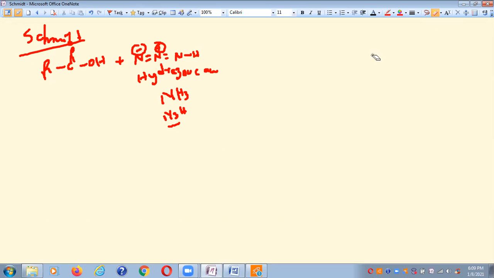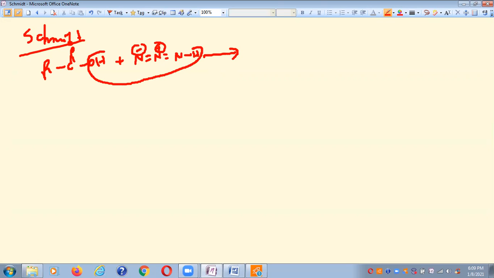Now this hydrazoic acid first reacts with the acid. Thereby removal of a water molecule takes place. Here this OH will take up H plus. So thereby we get this one: double bond N, N plus, double bond N minus. Next, it may participate in resonance.